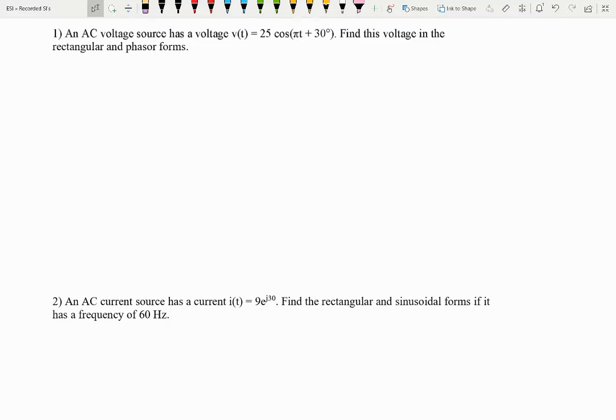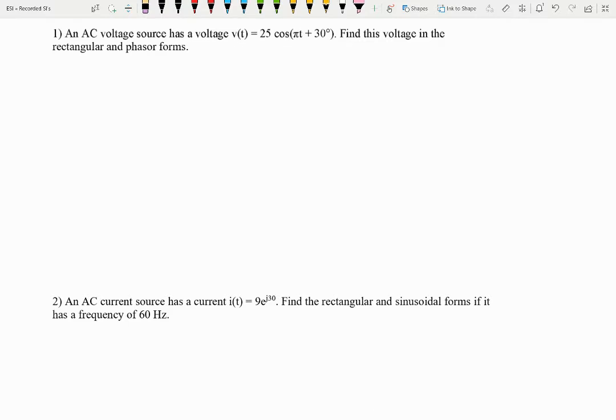Okay, so let's take a look at some actual applications of complex numbers in AC circuits. AC circuits, like we said, are dependent on time, so that's where we get our time variable right there. They give us an AC voltage source with that equation. Find this voltage in the rectangular and phasor forms.